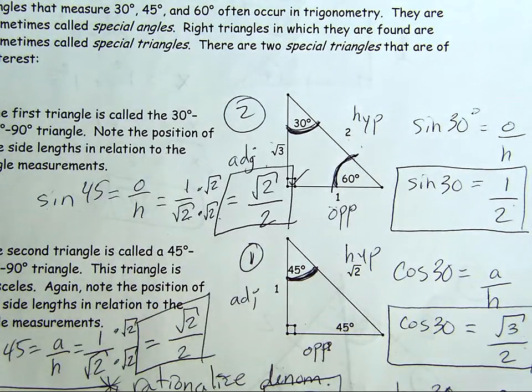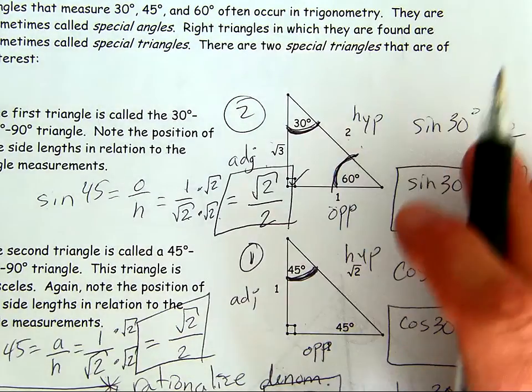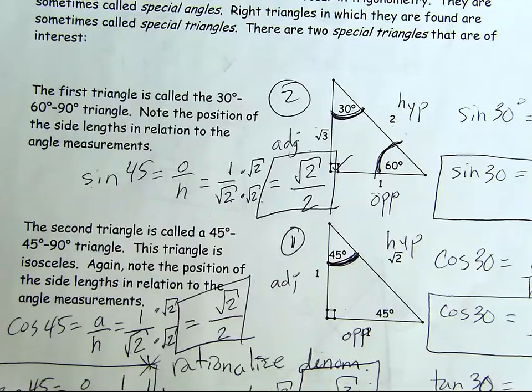So you got to be able to construct these two triangles, and you got to be able to find the sine, cos, and tan of all three of those angles, 30, 45, and 60, and that is without using a calculator. These are exact answers. And this will also help you find different angles that are between 0 and 360 degrees when we start doing other sections.